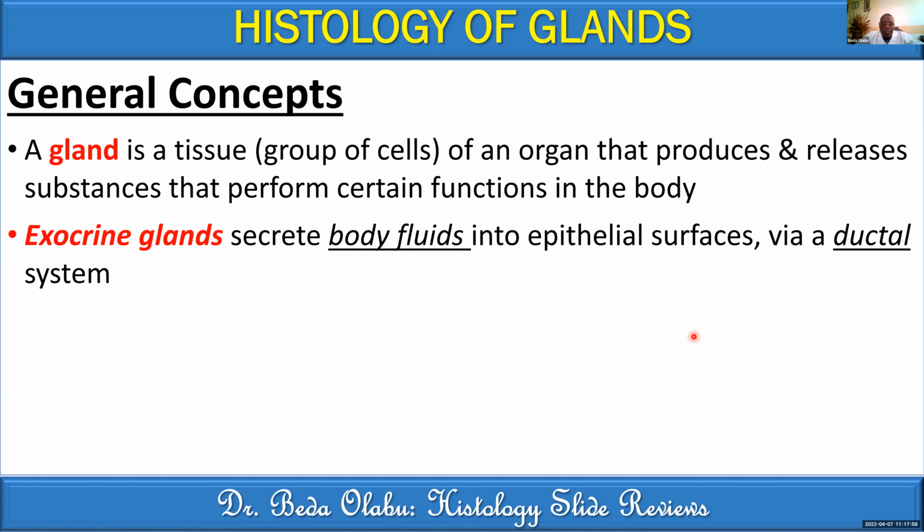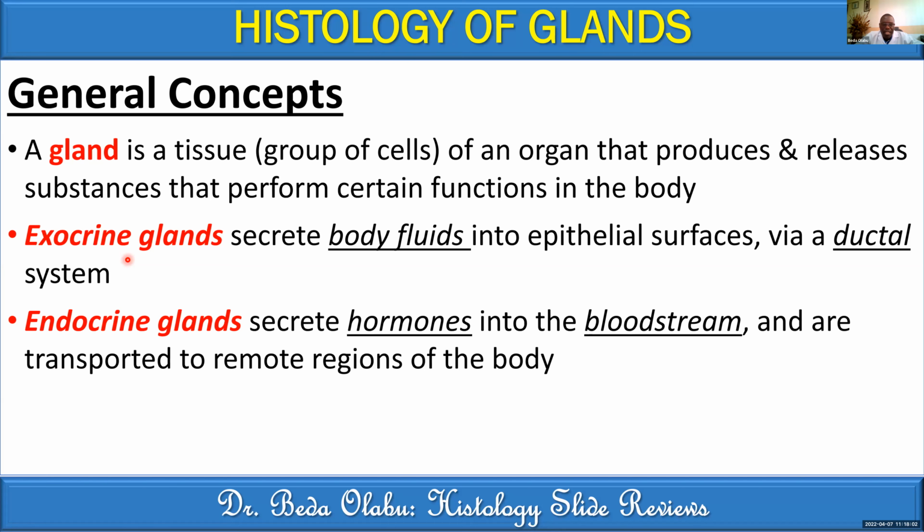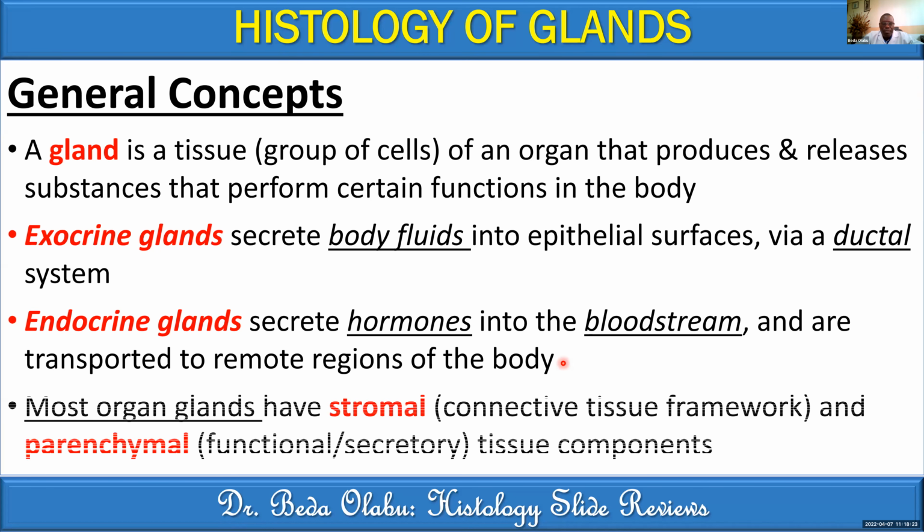And there are usually two types of glands. We have endocrine glands and we have exocrine glands. Exocrine glands, like the glands we're talking about today, produce body fluids. These fluids are released within a ductal system and they travel to epithelial surfaces. Those are exocrine glands. Don't confuse them with endocrine glands, which produce hormones into the bloodstream.